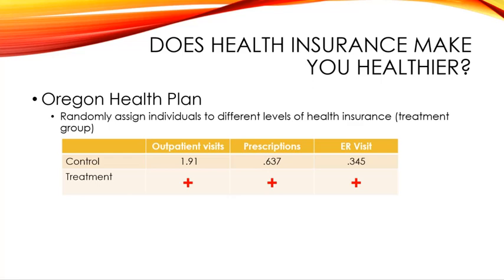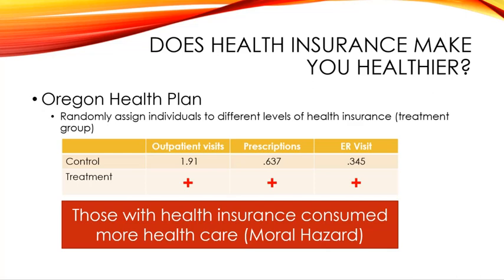What we see is that the control group had to pay for health insurance. So their number of outpatient visits was about 1.91. Those in the treatment group had a significantly greater number of outpatient visits. They had more prescriptions, and they had more ER visits. So what this shows is that by providing people free health insurance, they consumed more healthcare. This is the moral hazard problem.